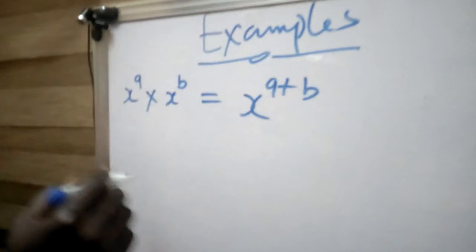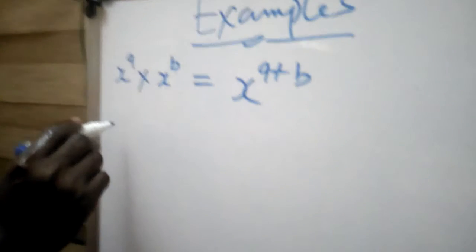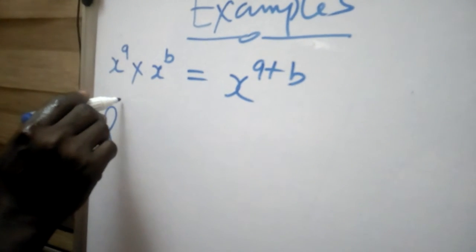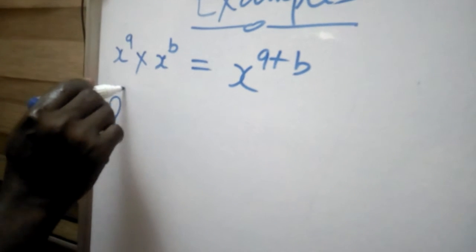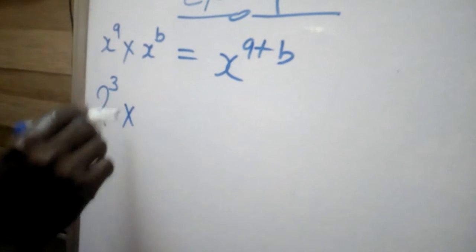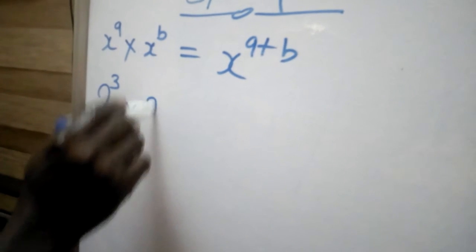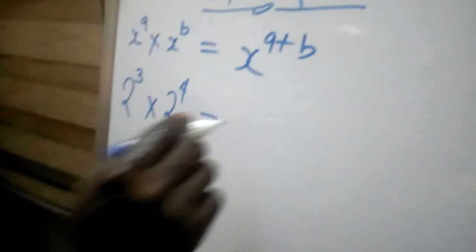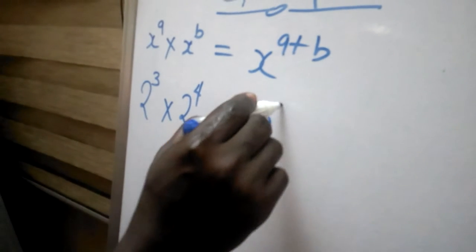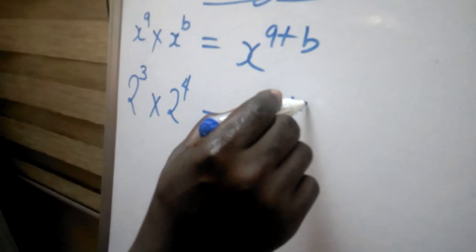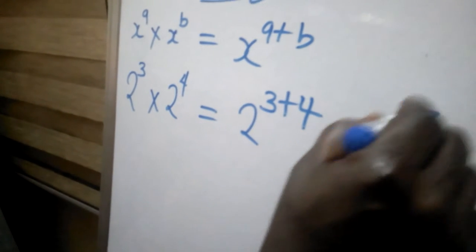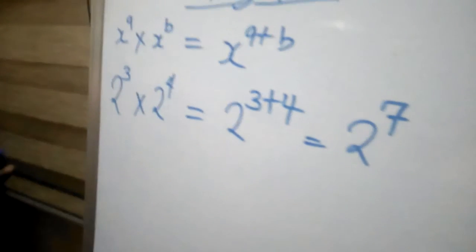Now, we can simplify this by saying 2 raised to the power of 3 times 2 raised to the power of 4. This will give you 2 to the power of 3 plus 4. This is going to give you 2 raised to the power of 7. That's the answer.